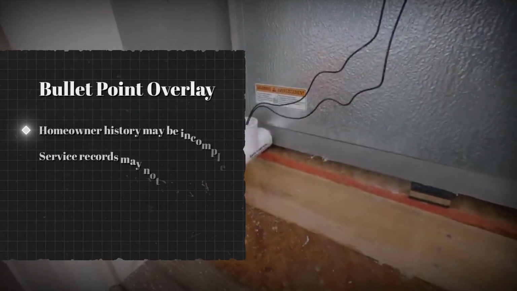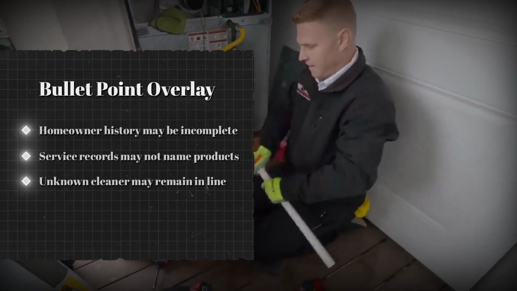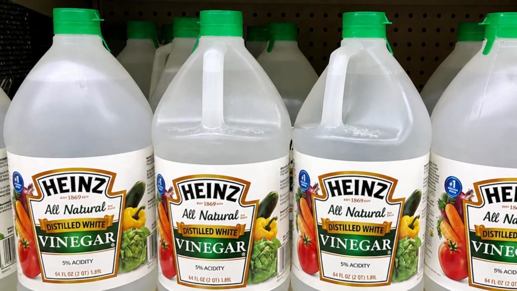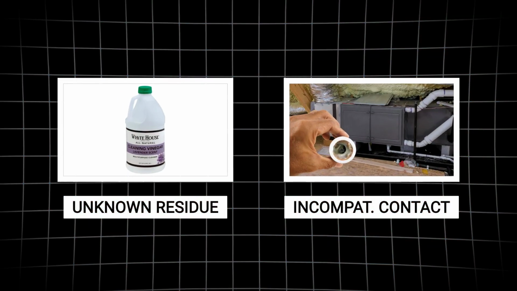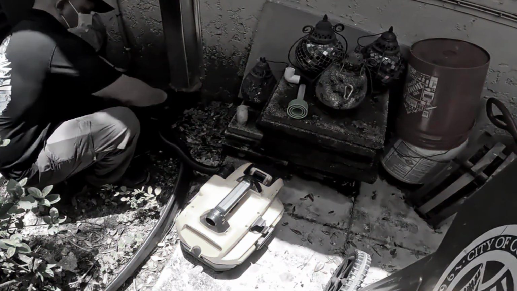That warning matters in HVAC maintenance because you may not know what a previous homeowner, maintenance company, or technician placed in the line. A bottle label that says natural does not identify the residue already in the trap. Contact between incompatible chemicals creates the safety problem, including contact in a section of pipe you cannot see.